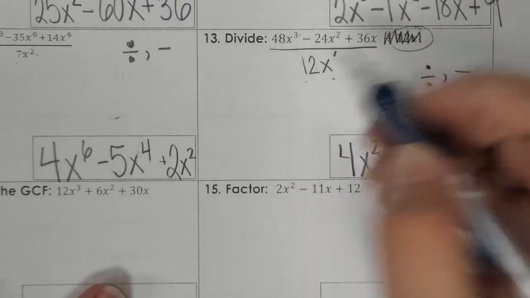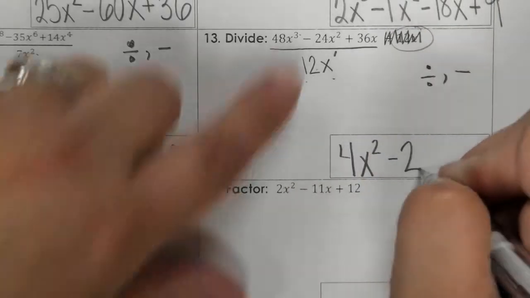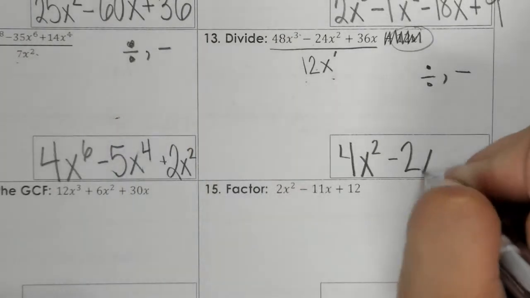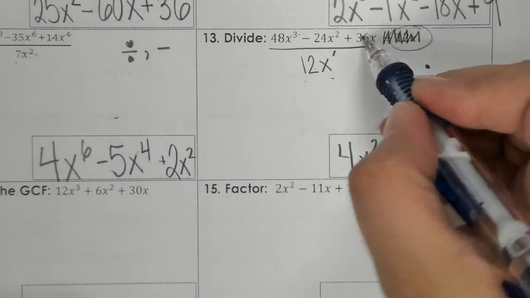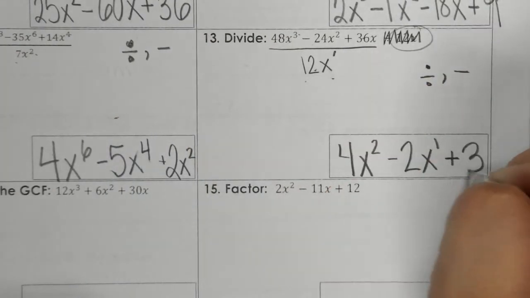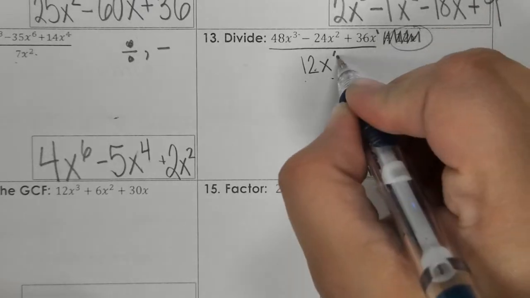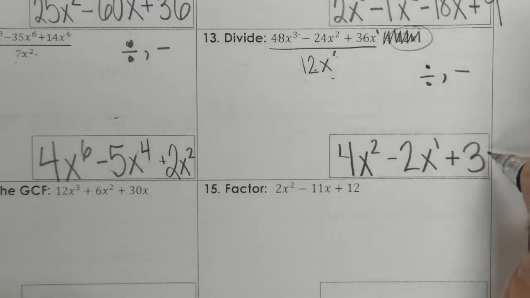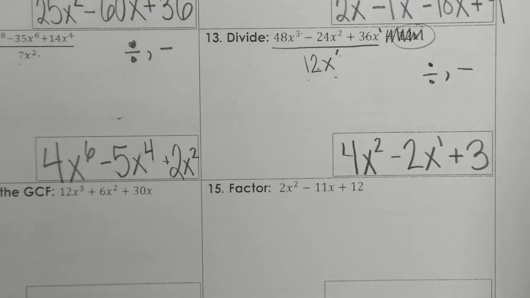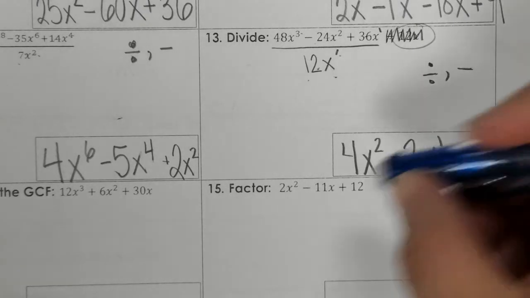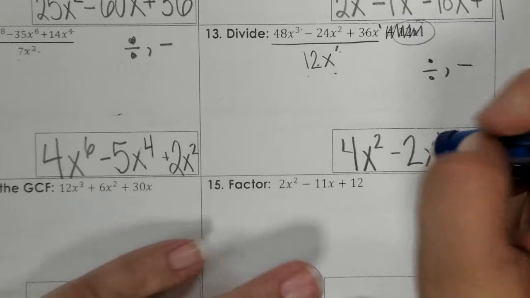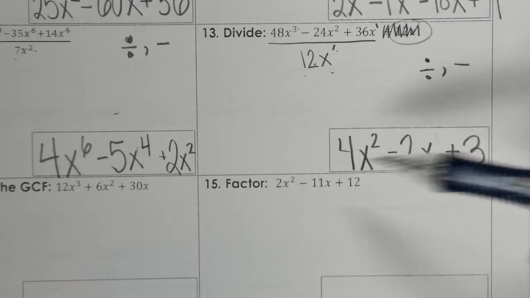Negative 24 divided by 12 is negative 2, and 2 minus 1 is x to the 1st. 36 divided by 12 is 3, and 1 minus 1 makes 0, so I don't write that. Now, the test on this part is multiple choice. So in the choices, you're not going to see an exponent of 1 written. It would look like that.